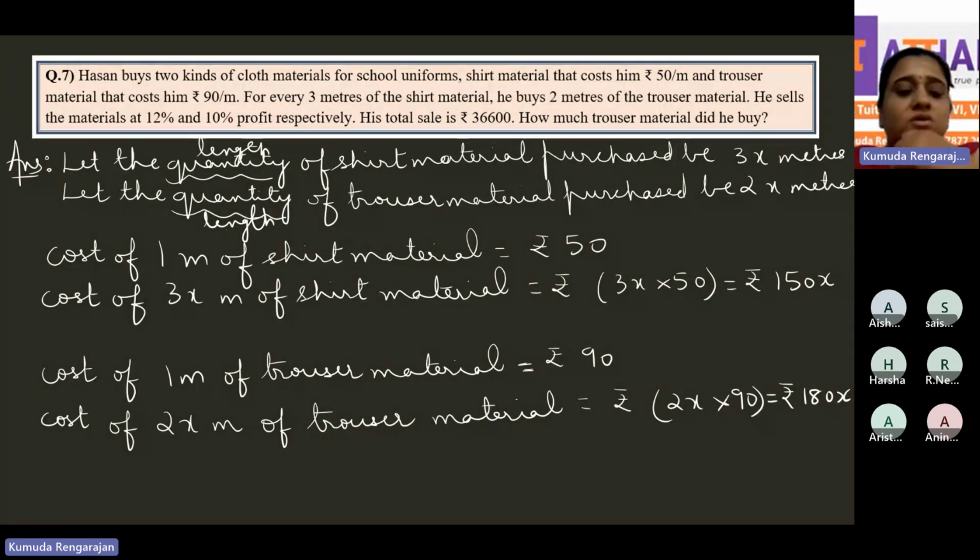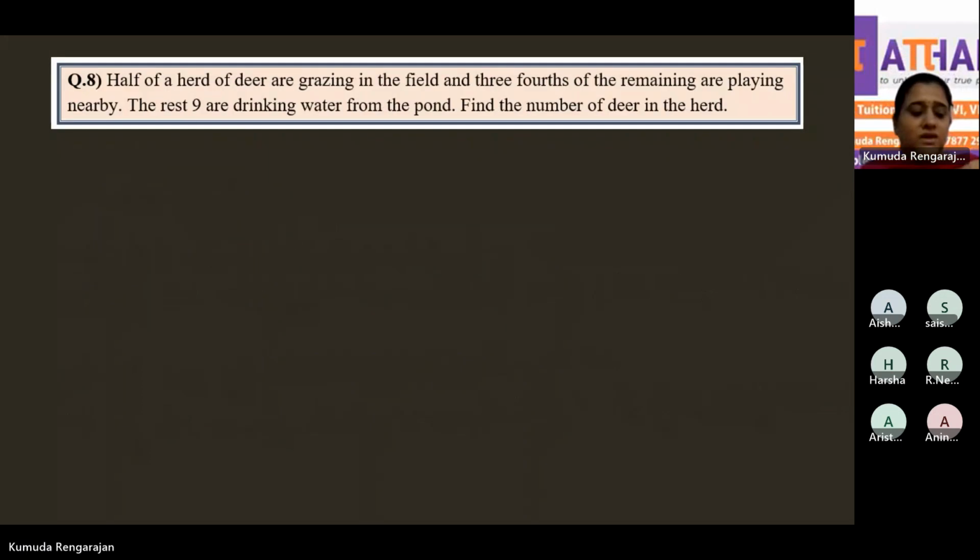Now next, what is the cost of 1 meter of trouser material? 90 rupees. But how much does he buy? He buys 2x meters. So the cost of 2x meters of trouser material is 2x into 90, 180x rupees. Okay. Next, what should you find? Now he's purchased, so we found the cost prices. Now, using the profit, we'll have to find the selling prices.